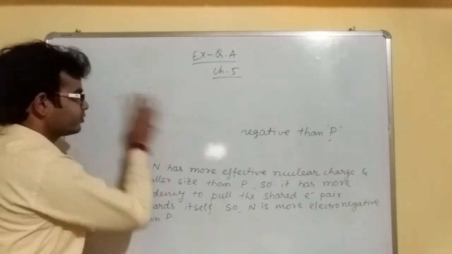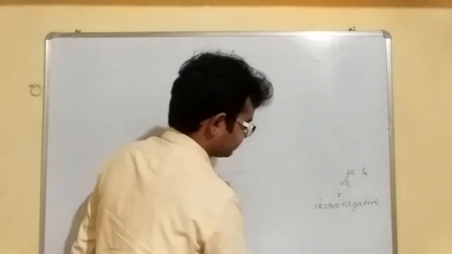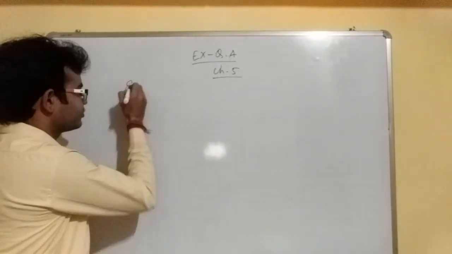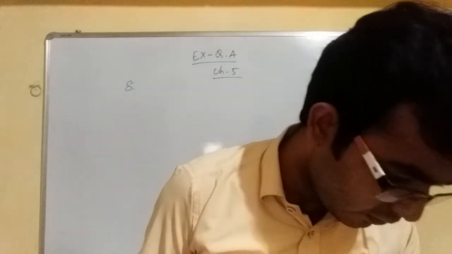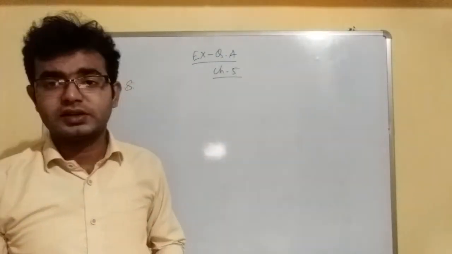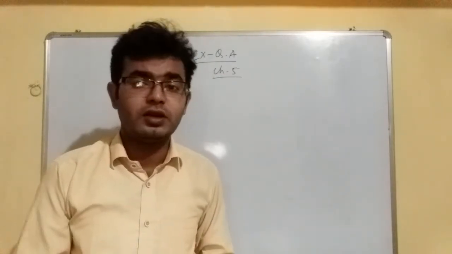Next, let me proceed to the next question. Let me discuss question number 8. How does the electronic configuration of an atom relate to its position in the modern periodic table? It is already written in your copy. That is, how we can identify the position of an element in the periodic table.